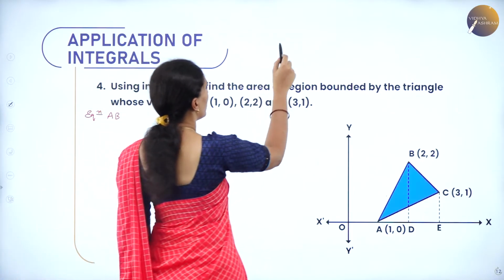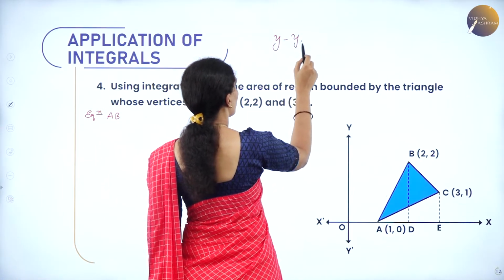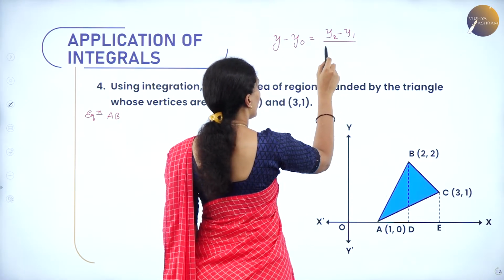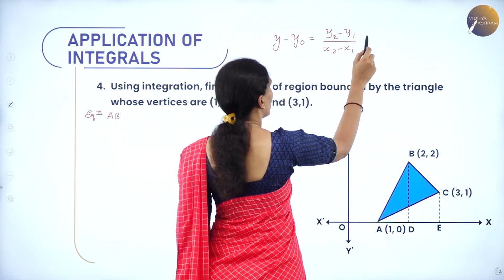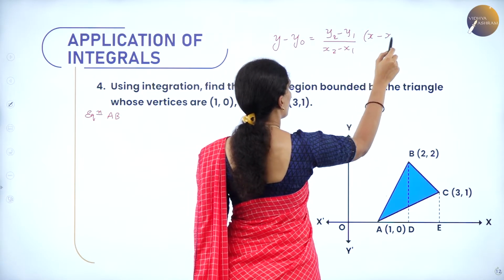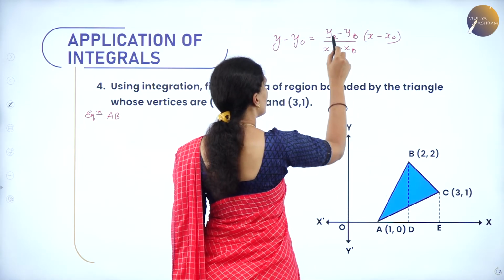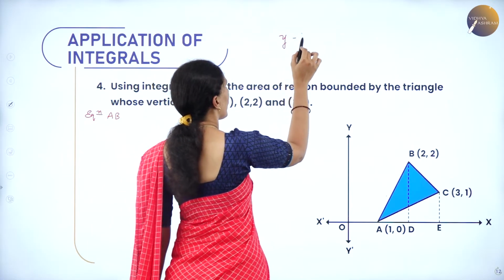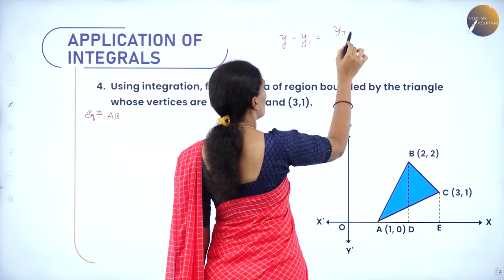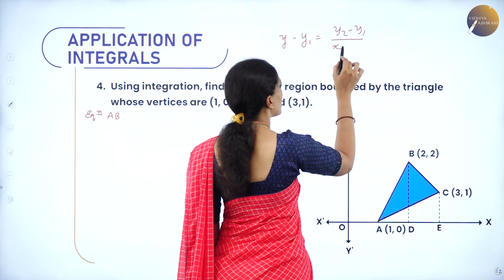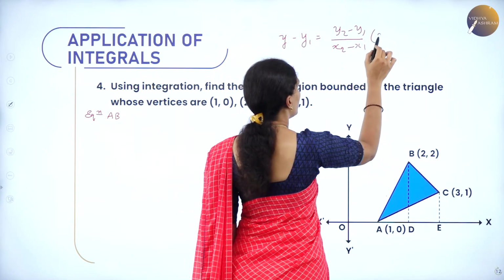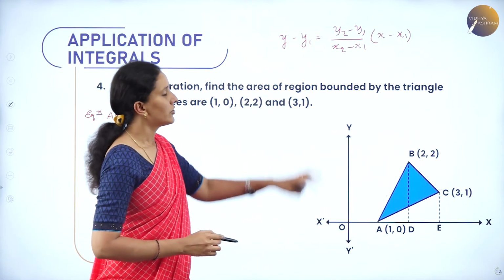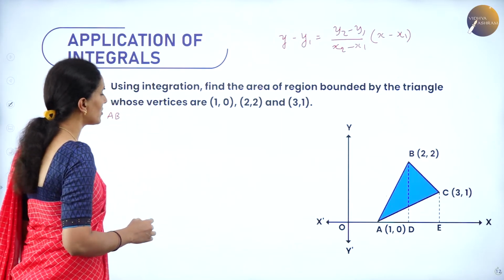So we know that we have an equation y minus y1 is equal to y2 minus y1 by x2 minus x1 into x minus x1, which is the general equation to find the equation of a straight line.